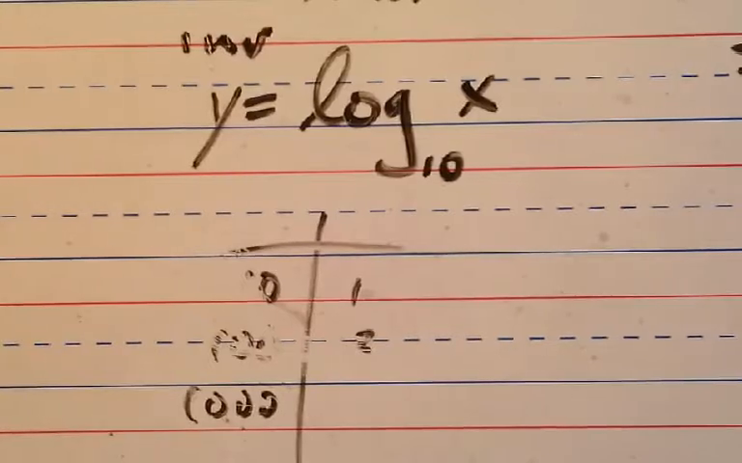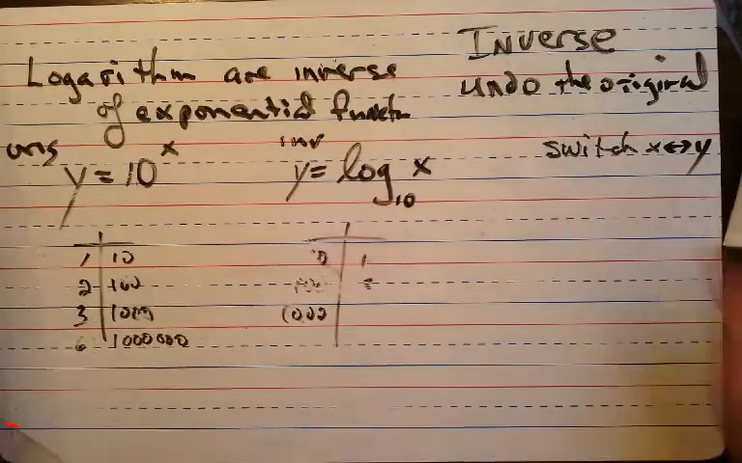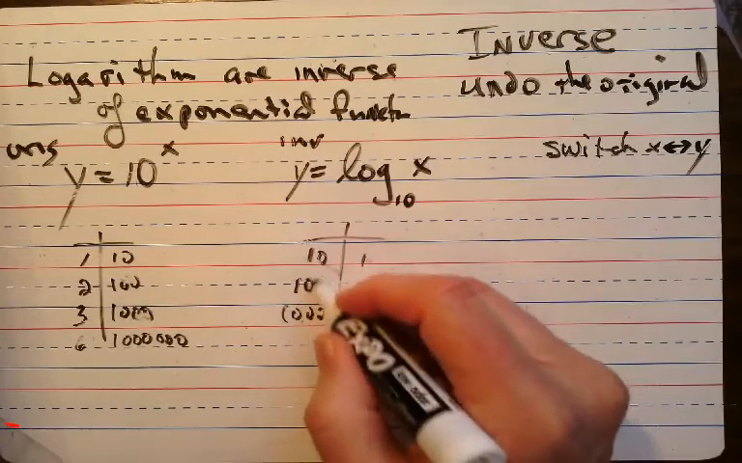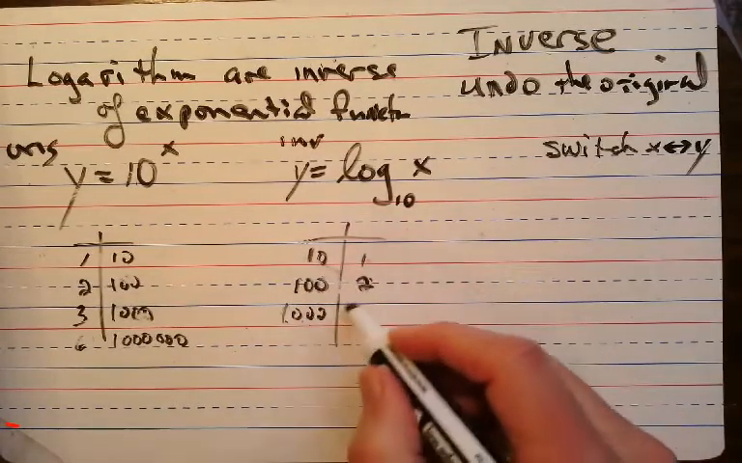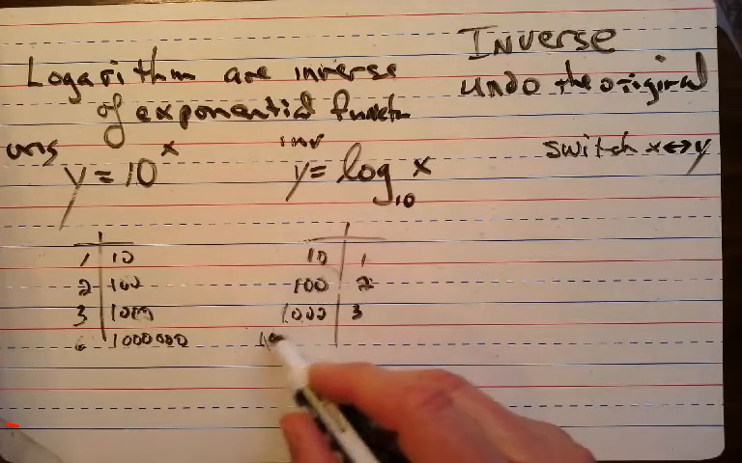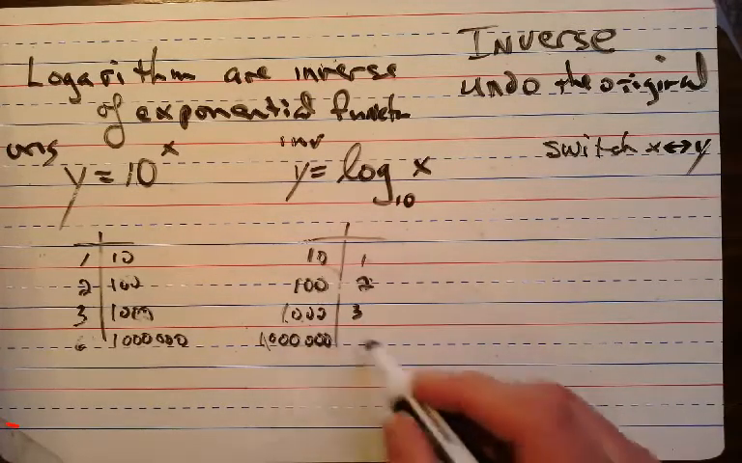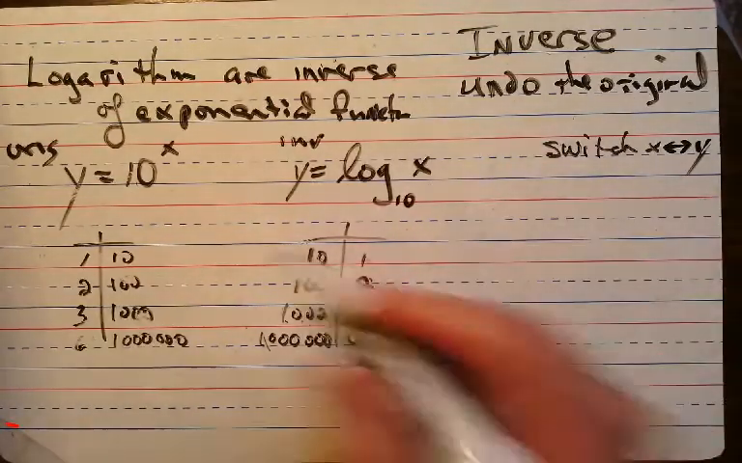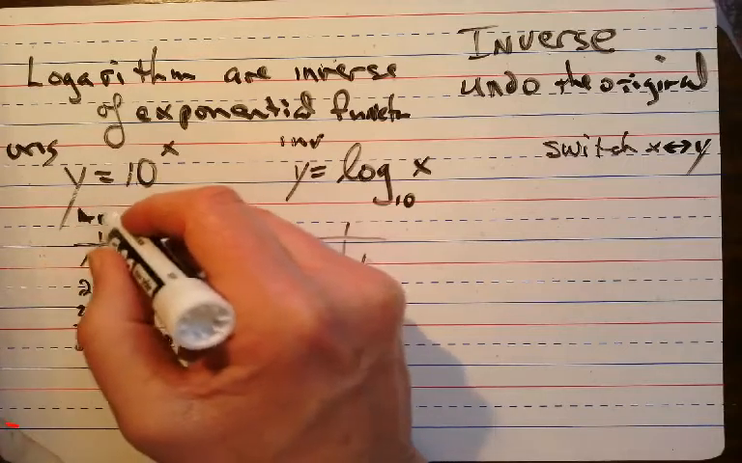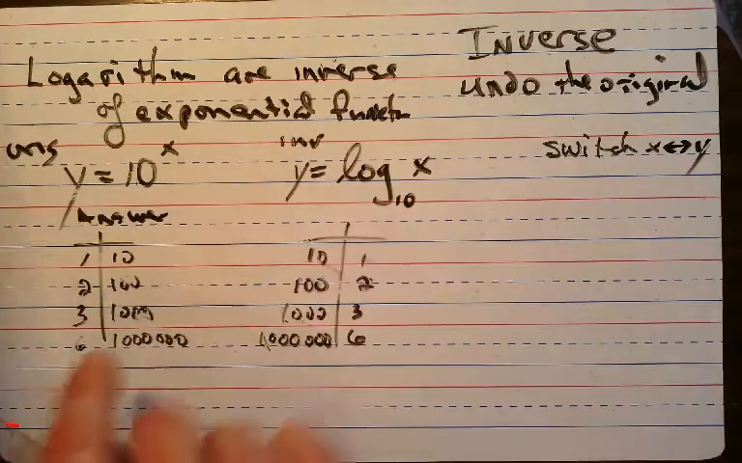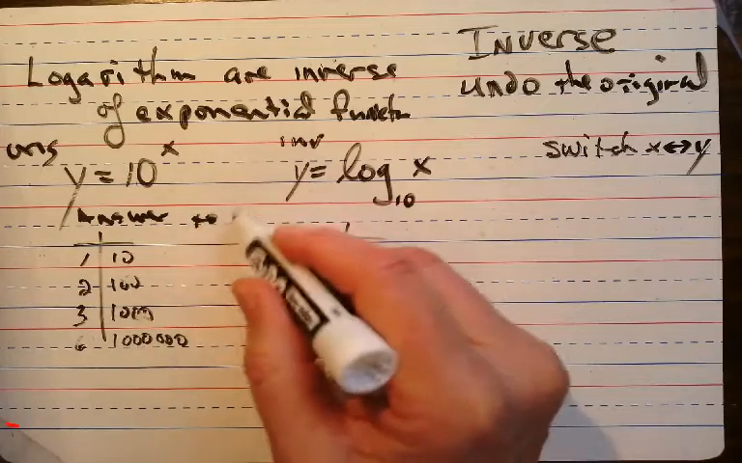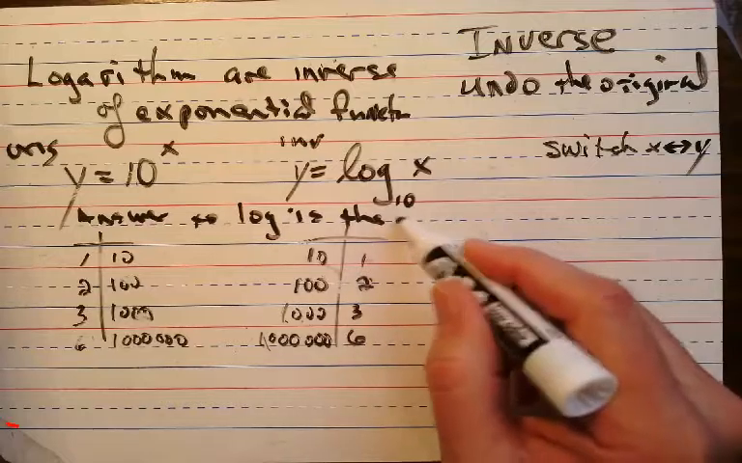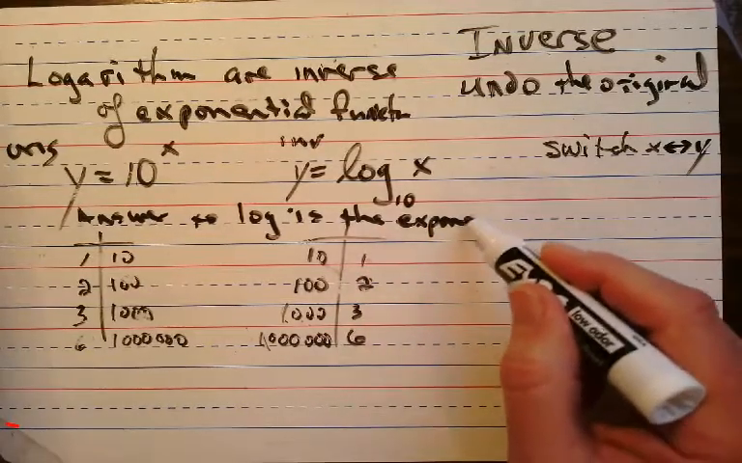Alrighty. So, let me zoom back out of here. When 10 goes in, 1 comes out. When 100 goes in, 2 comes out. When 1,000 goes in, 3 comes out. If you put 1,000,000 in there, 6 comes out. What do we notice? We notice that the answer to the logarithm is the exponent.